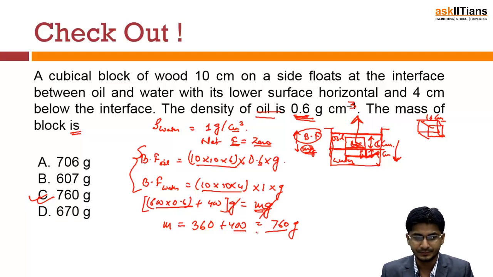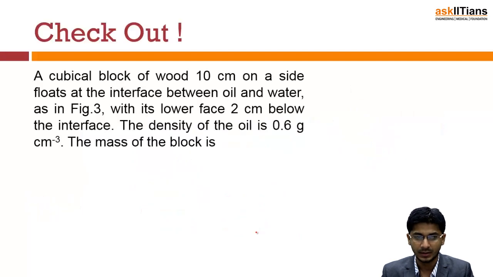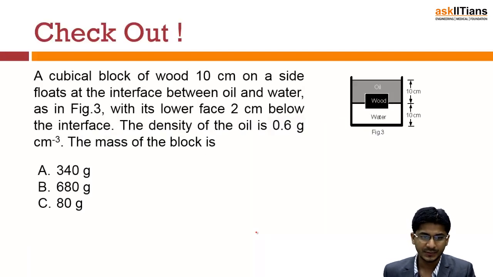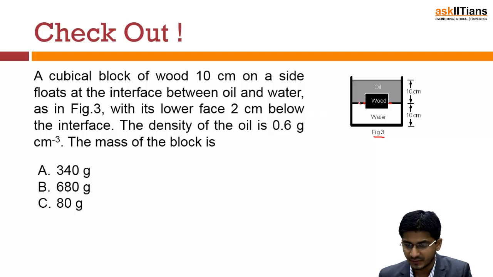Let's do another question. Now if you see the question, this is a cubical block of wood, 10 centimeter on a side, that floats at the interface between oil and water. Again, this is also floating at this interface like this. You see it's transcending this oil and water interface, as in this figure. Now with its lower face 2 centimeter below the interface, it's given here that this is 2 centimeter, and the density of the oil is 0.6. This is again 0.6 given to you.